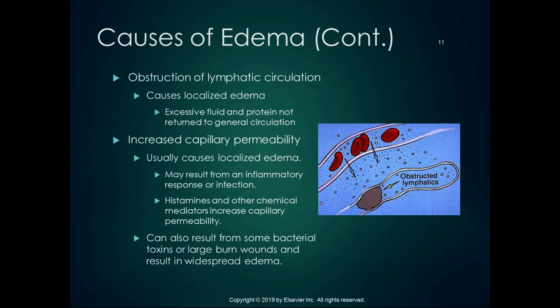Edema can also be caused by obstruction of lymphatic circulation, causing localized edema. Excessive fluid and protein aren't returned to general circulation because of obstructed lymphatics. Lymphatics can be obstructed by lots of different things: trauma, disease, tumors, infection, damaging a lymph node. There can be a lot of reasons for obstruction of the lymphatic circulation. Some people have congenital edema where the lymph system just isn't normal.